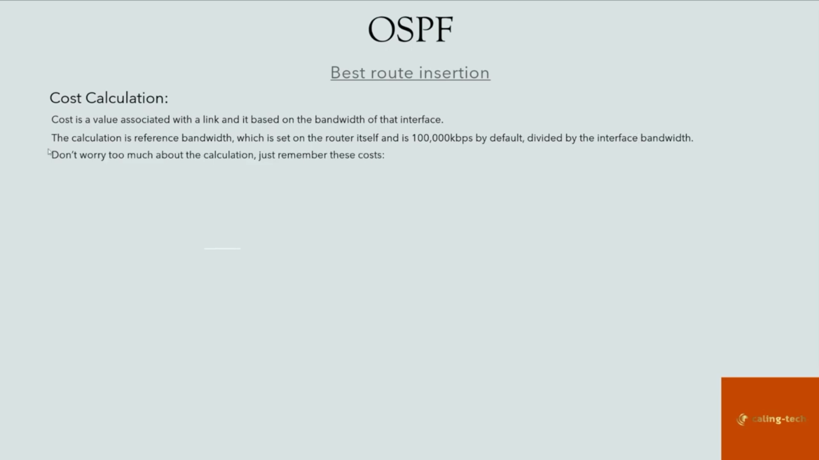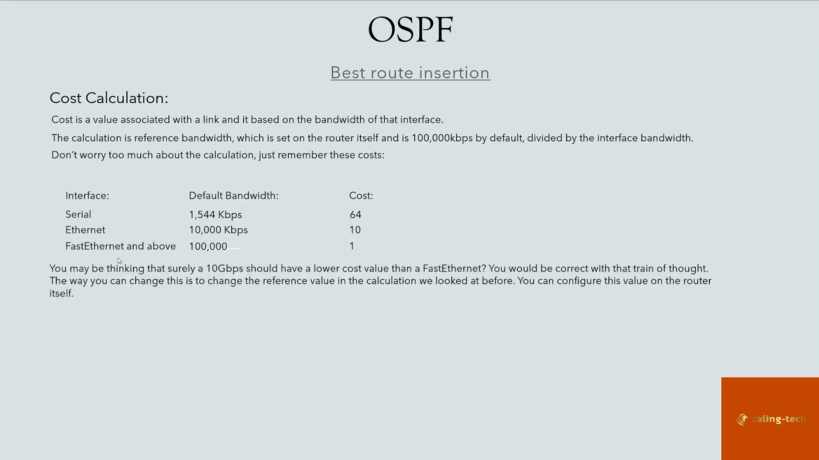So, as I've stated here, don't worry too much about the actual calculation at the moment. Just remember the cost that I'm about to give you now. So we have the interface, we have the default bandwidth, and we have the actual cost. So we'll have a serial interface at 1.544 kilobits per second. That's a cost of 64. We have Ethernet, 10,000 kilobits per second, cost of 10. And then we have fast Ethernet and above, 100,000 kilobits per second, at a cost of 1.